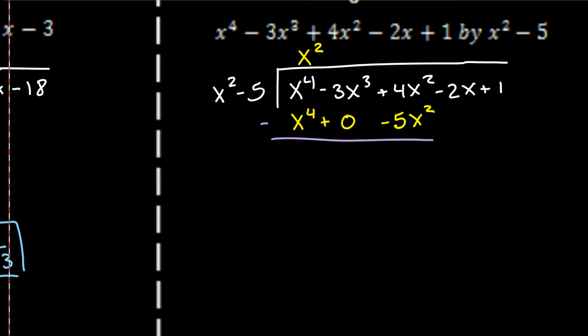X to the fourth minus x to the fourth is 0. Negative 3x cubed minus 0 is still just negative 3x cubed. And 4x squared minus negative 5x squared is beautiful, 9x squared. And then bring down the next term, negative 2x. And what is negative 3x cubed divided by x squared?